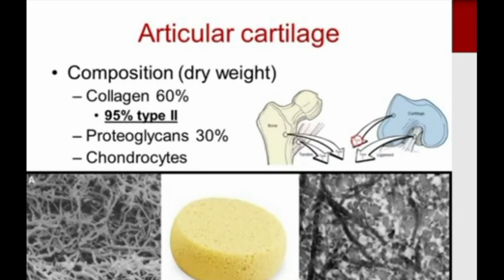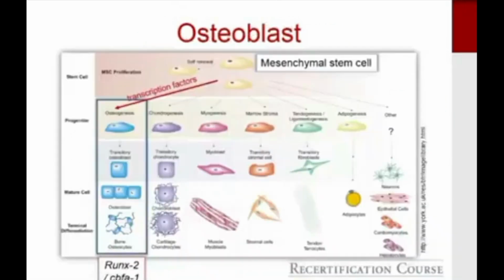So as far as the dry weight of articular cartilage, again, 60% of this is collagen, 95% of which is type 2 collagen. So remember, bone and fibrocartilage is type 1, articular cartilage is type 2. Proteoglycans form approximately 30%, and then the rest is chondrocytes. Collagen provides much of the tensile strength, proteoglycans much of the compressive strength. The proteoglycans also help to act as a sponge, as we'll talk about in a second.